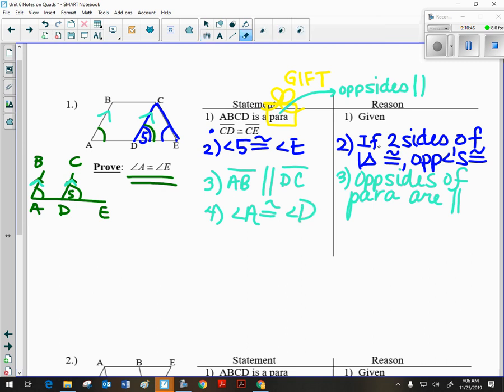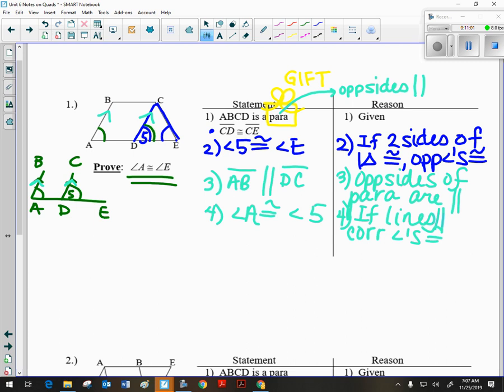Well, I better call that angle 5, because if lines are parallel, corresponding angles are congruent. So right now, when I take a look at my proof line, what I know about my proof line is that I need to get angle A congruent to angle E. Angle A is right here, congruent to angle 5.